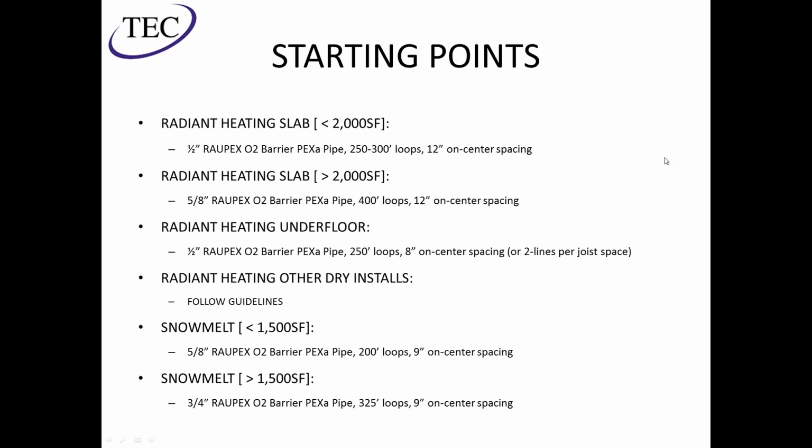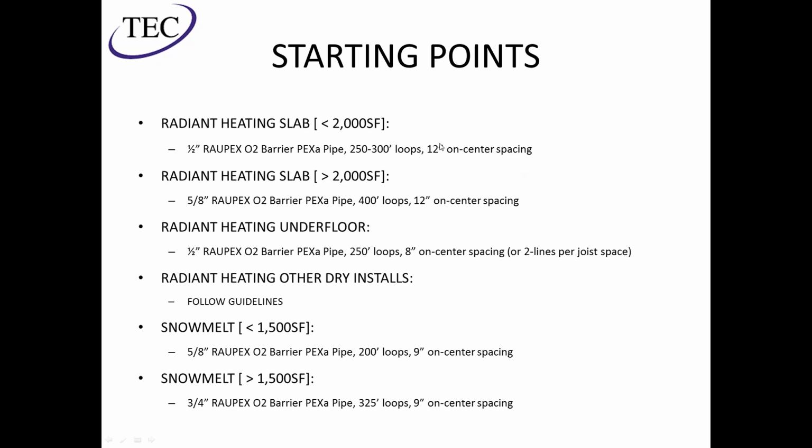Some general starting points that we use here to estimate. If you're under 2,000 square feet for a radiant slab, half-inch tube, 250 to 300 foot loops, and 12-inch spacing. So if we were looking at 2,000 square feet, we'd be looking at roughly 7 loops of 300 feet, which would actually work out to 2,100. So you have a little check figure there.